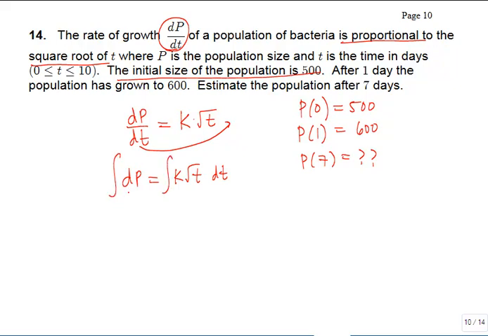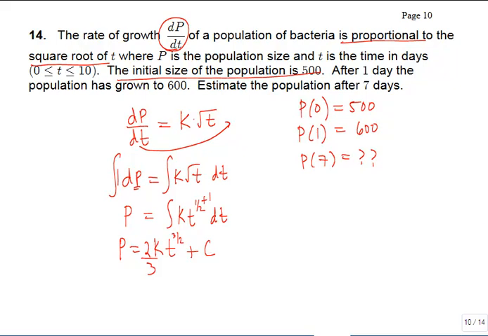So the integral of dp will just be p. Use whatever variable is referred to there. So p has a derivative of 1, so the integral of 1 will just be p. On the other side, I'm going to change that square root to a 1/2 power, so I can use my power rule. The k will just stay there, and I will have 1/2 added by 1. 1/2 plus 1 is 3/2, and the reciprocal, which is 2/3, goes out front. And then there's going to be a plus c on the side.